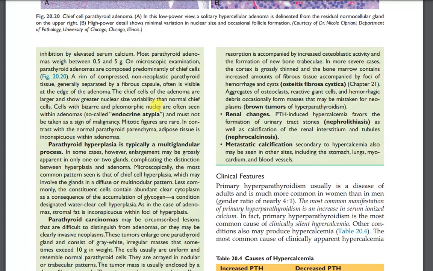Cells with bizarre and pleomorphic nuclei are often seen within adenomas, an endocrine atypia. If you're not going to be a pathologist, it's not very necessary for you. If you're going to be a pathologist, you'll read it by yourself.